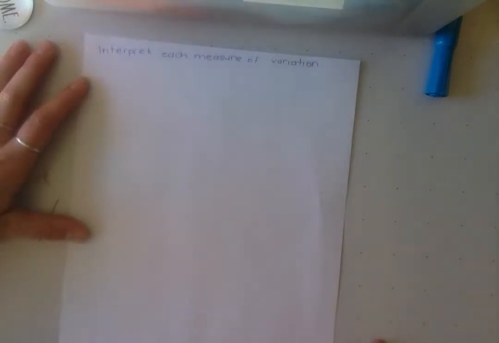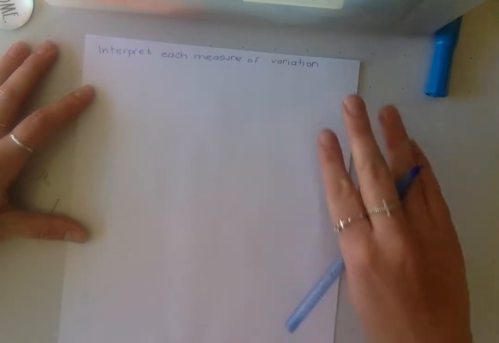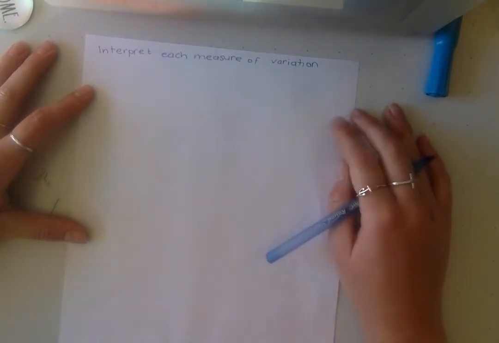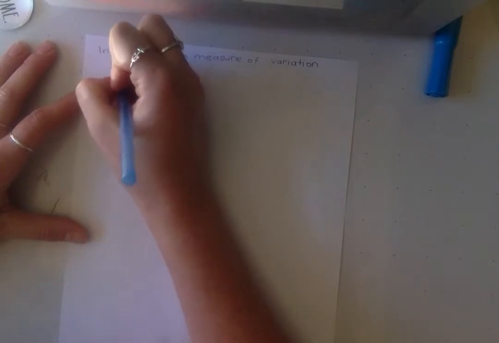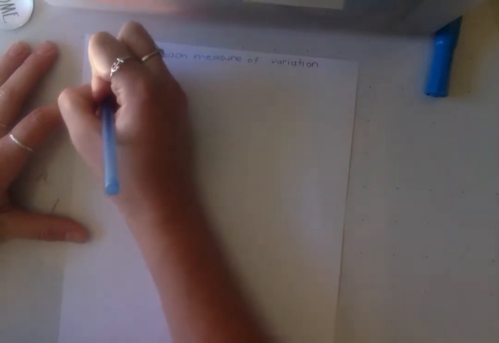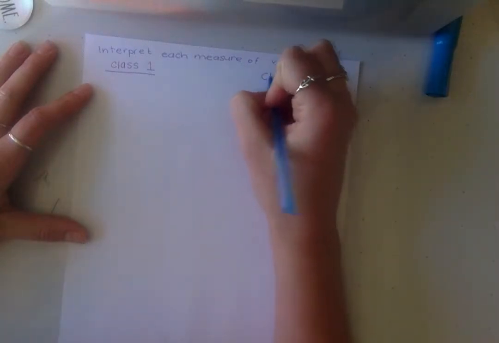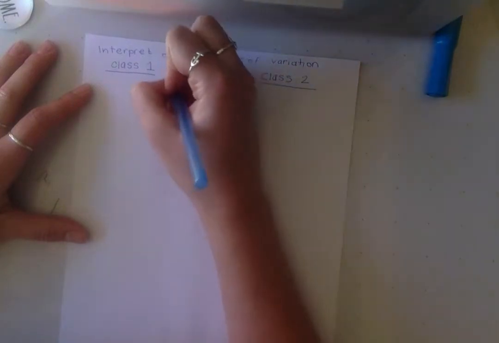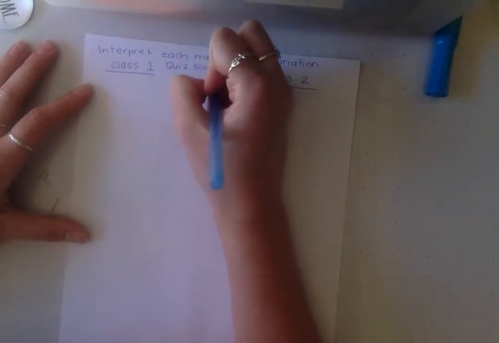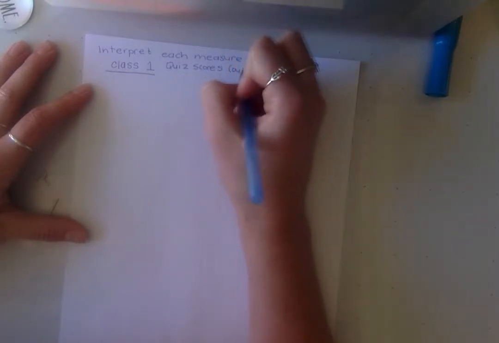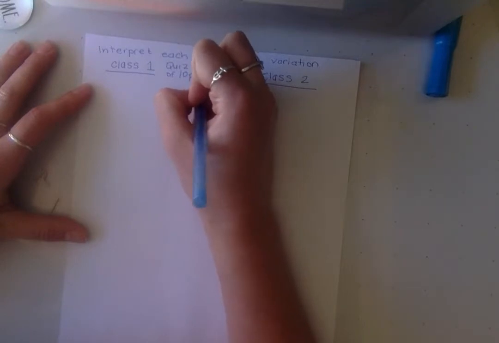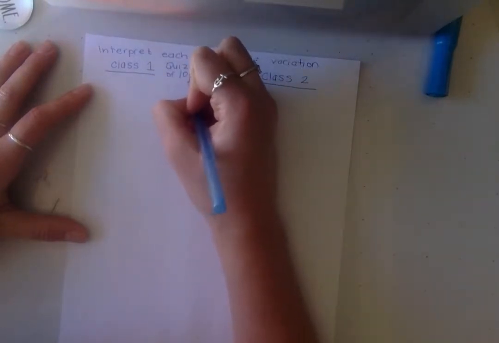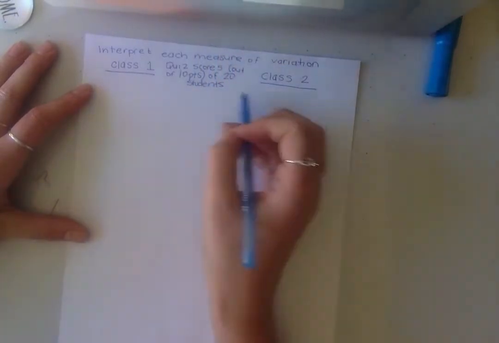Like many of you probably know, my mom teaches sixth grade math as well. And so, what I did is I had her give me her data. She teaches two different separate classes of 20 students each. I had her give me the data of a quiz assessment for class 1, and then her second class, class 2. These are the quiz scores. It was a quiz out of 10 points of 20 students from each class.